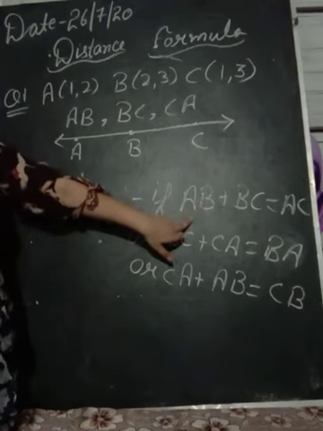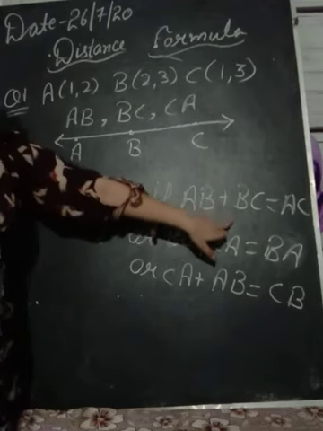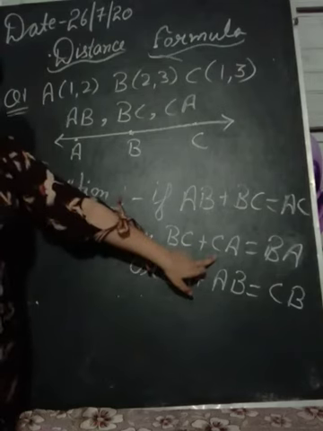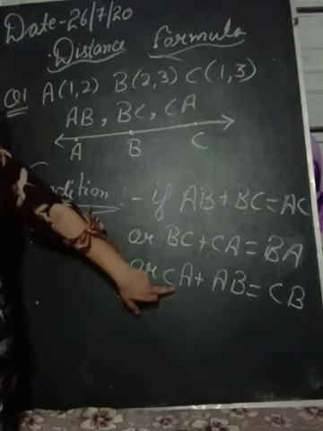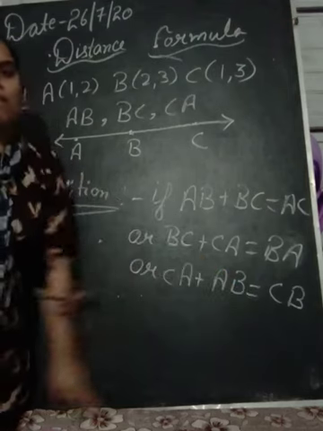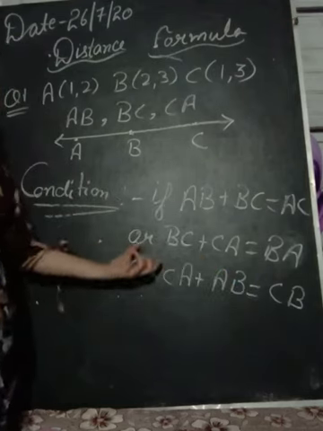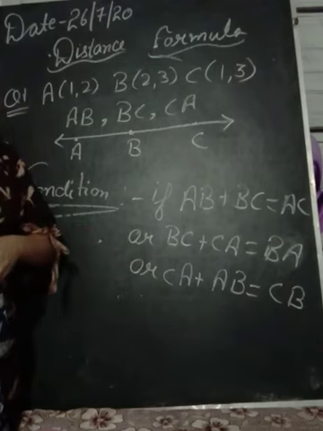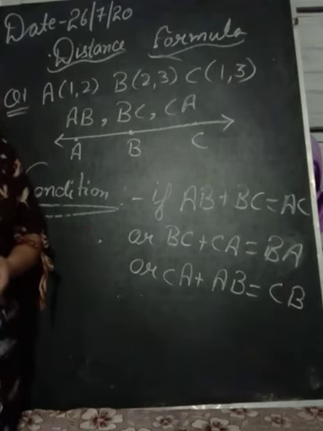The condition is that AB plus BC should equal AC, or BC plus CA should equal BA, or CA plus AB is equal to CB. One condition should be there. If this condition is not satisfied, then we can say the points are not collinear.